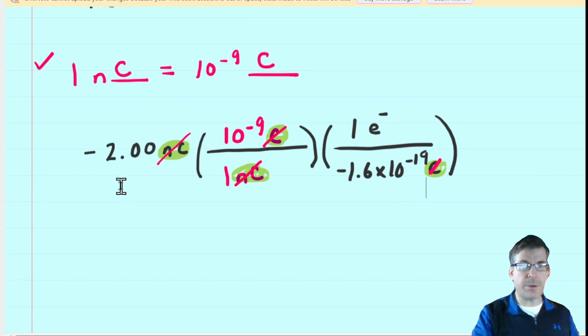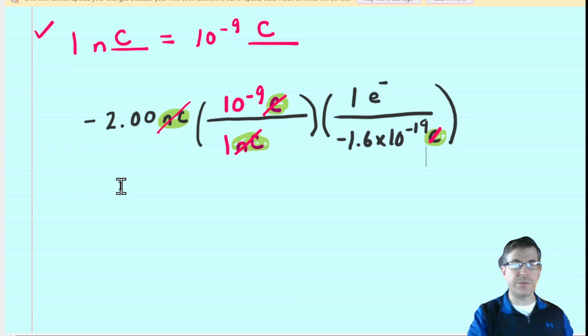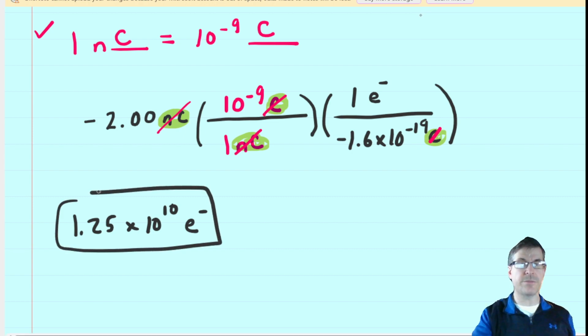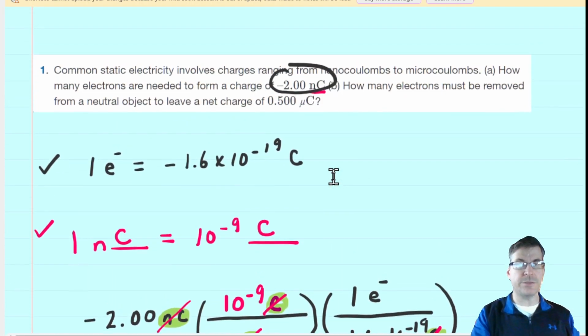So now we want to pick up our calculator, carefully using parentheses, and enter it in. And when you do that, you should get 1.25 times 10 to the power of 10. And again, the unit here is electrons. So this is the correct answer to part A of the question. Let's take a look at what part B is asking us to do.